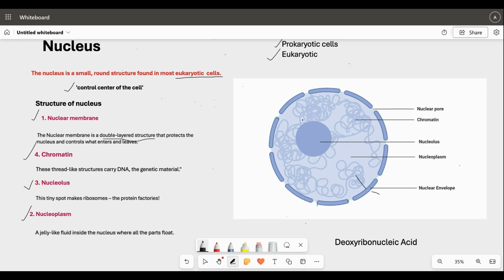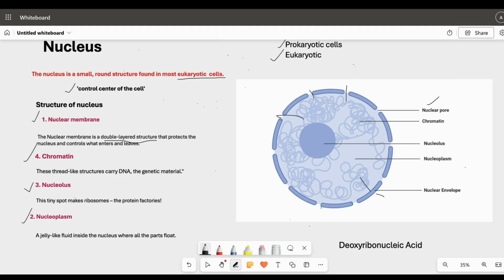Now there are small pores in it. You can see here is one pore, another one. These are all different pores, and these are called nuclear pores. Why? Because they allow the exchange of materials in and out of the nucleus. That's why these pores are present.